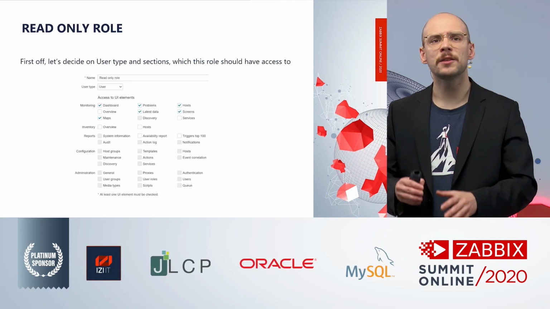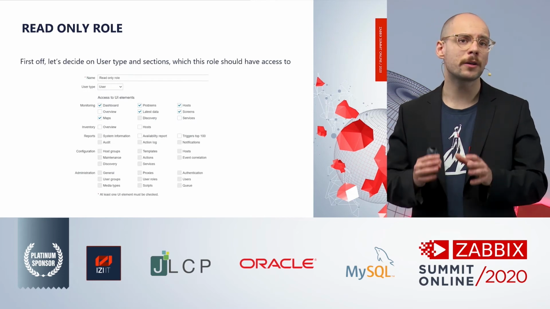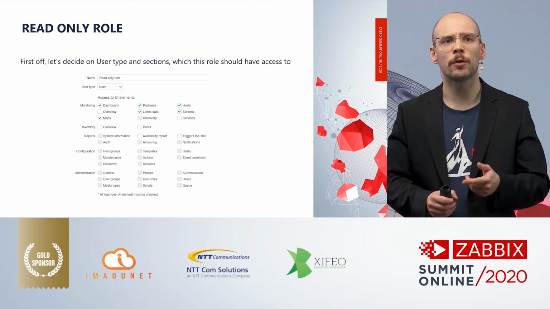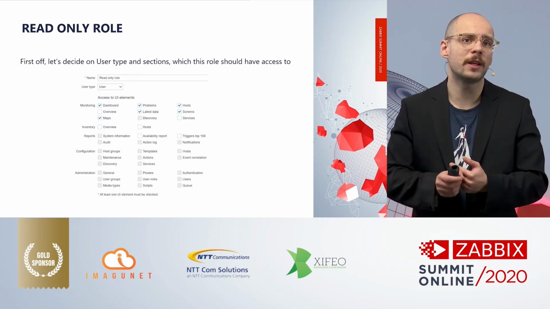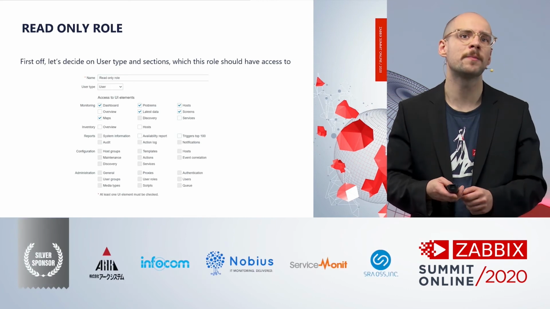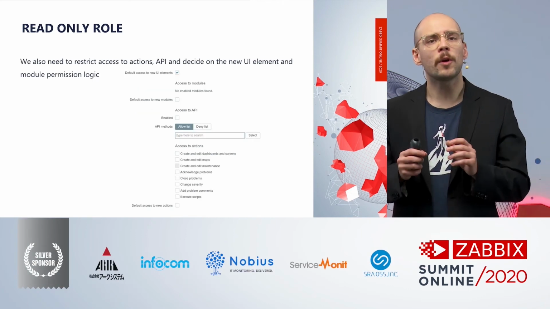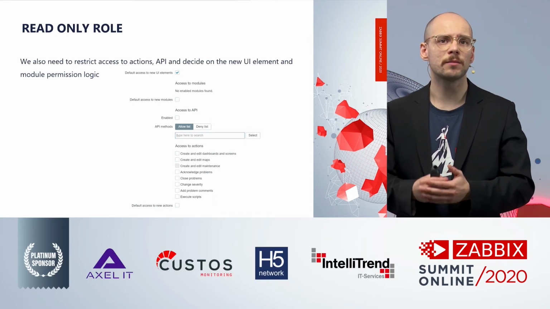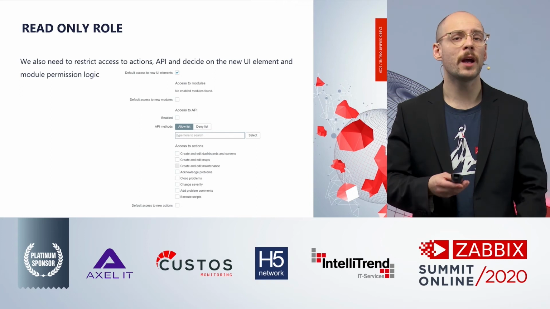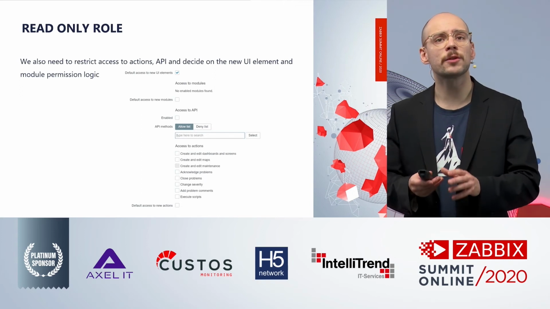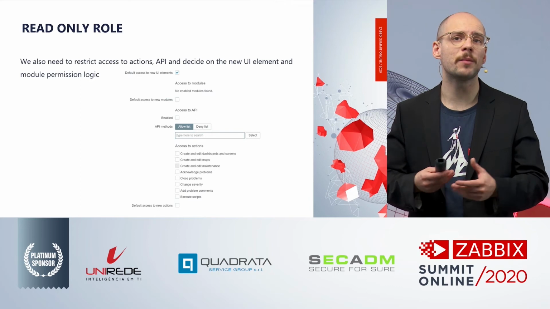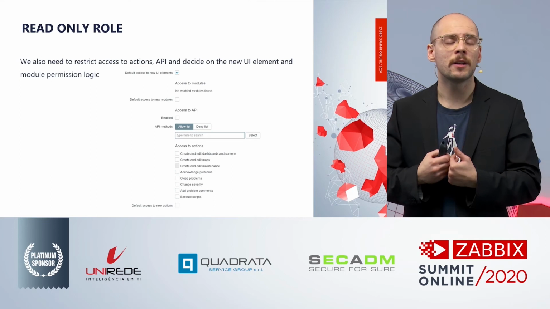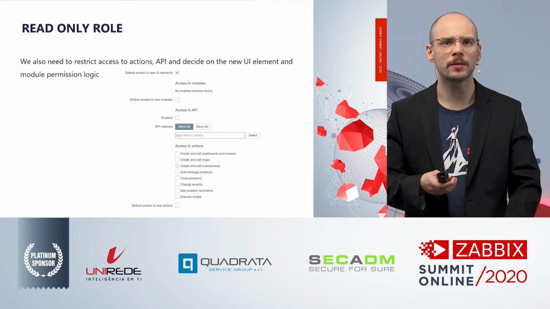So when we are defining this new role, we will mark the corresponding checkboxes in the monitoring section, and the user type for this role is going to be user because, yeah, they don't need to have access to administration or configuration. We will also restrict the access to the API, and we'll restrict access to actions. And the default actions will also be restricted, the default elements. This user role won't have access to new modules or new UI elements.